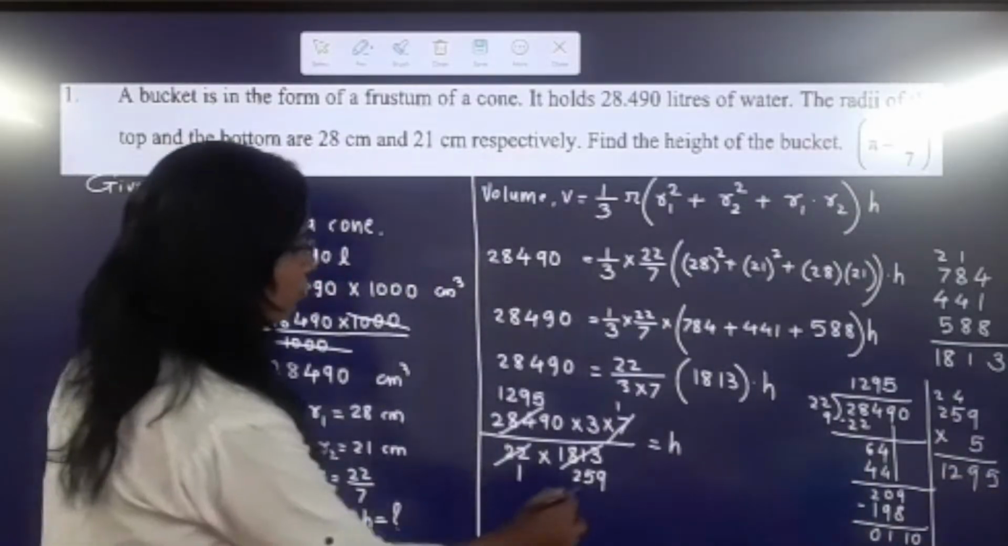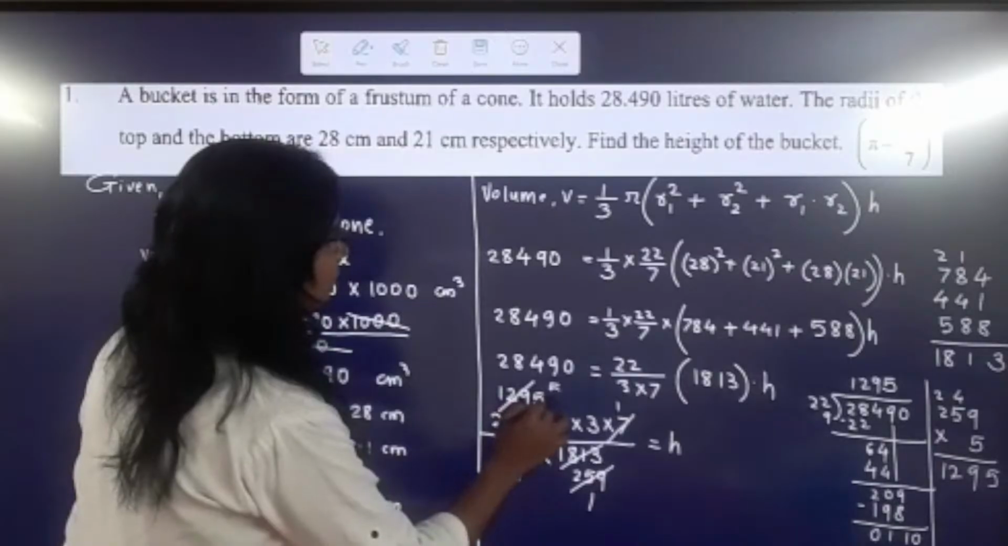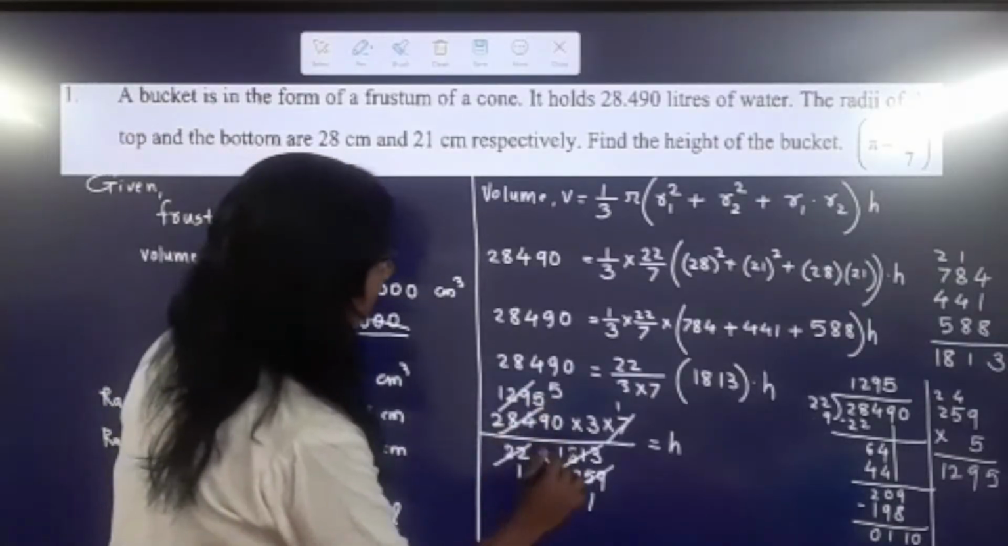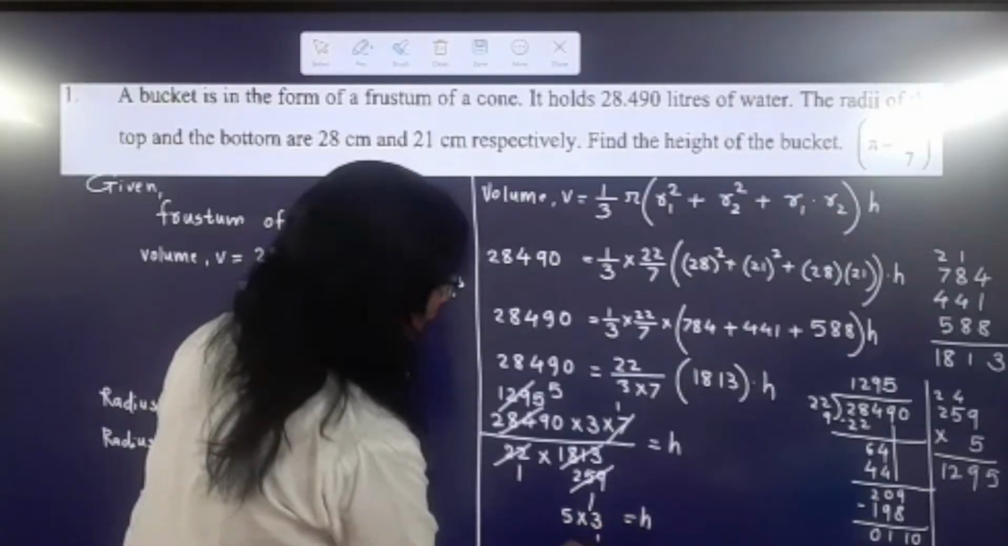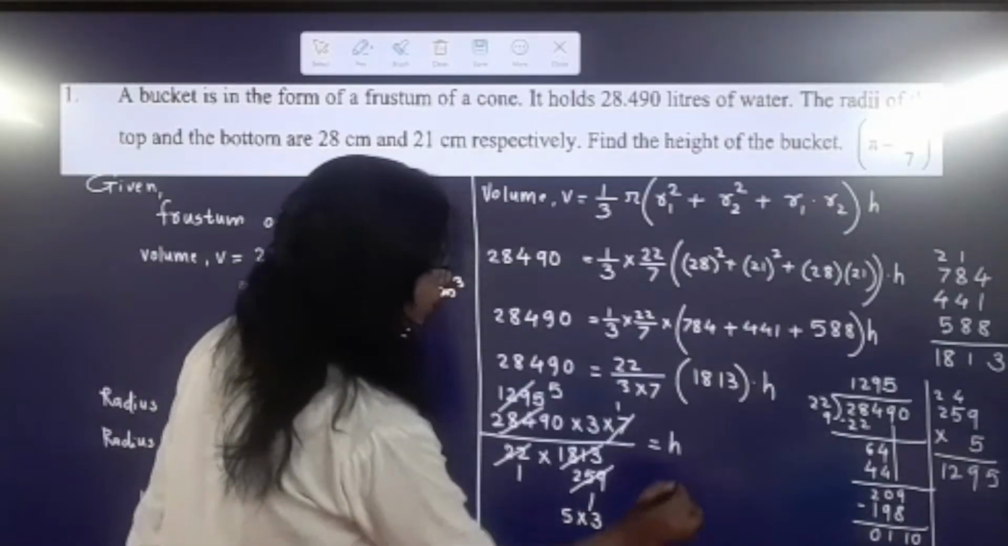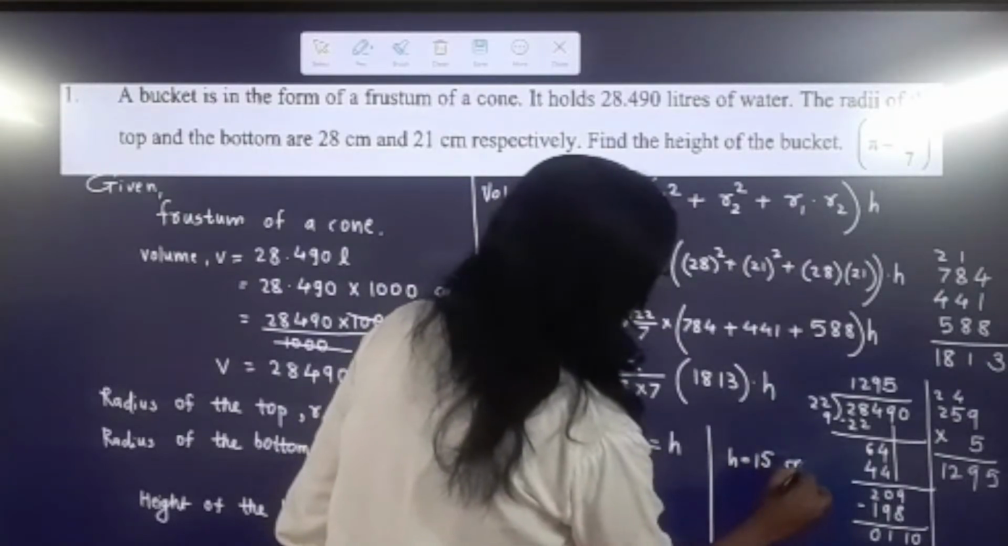1295. Yes. 259 ones are 259 and 1295. Okay. So now here 5 multiplied by 3 is equal to H. That means, students, 15 is equal to H. So here H is equal to 15 centimeter.